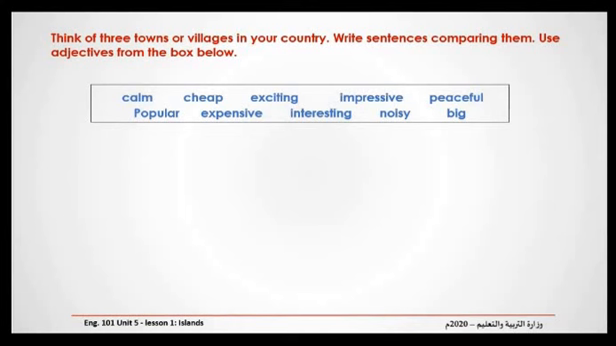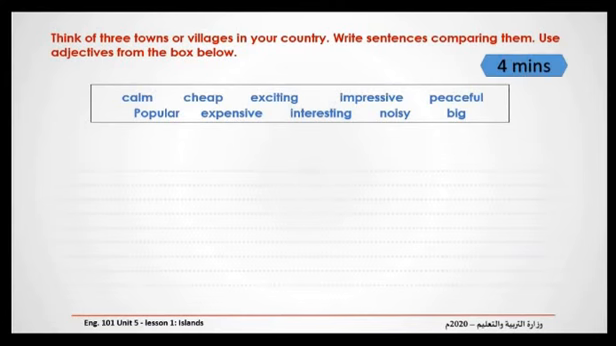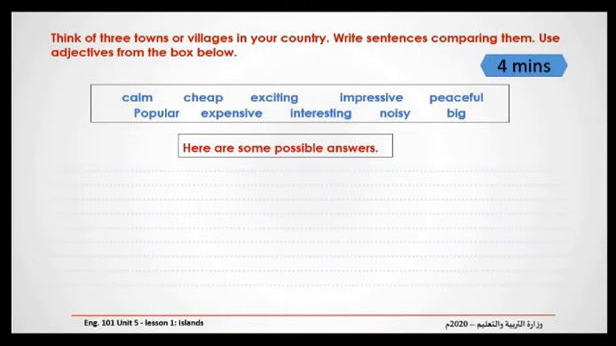Now, think of 3 towns or villages in your country. Write sentences comparing them. Use adjectives form from the box below. You've got 4 minutes to write this exercise.